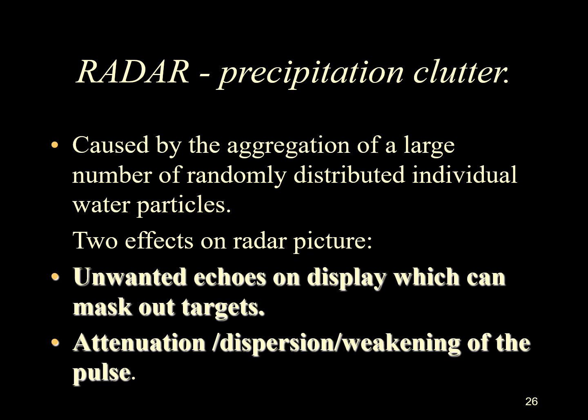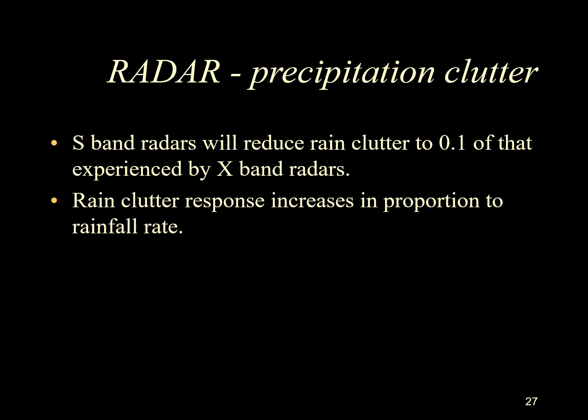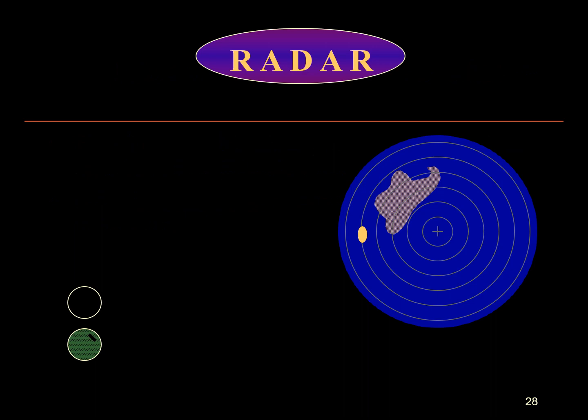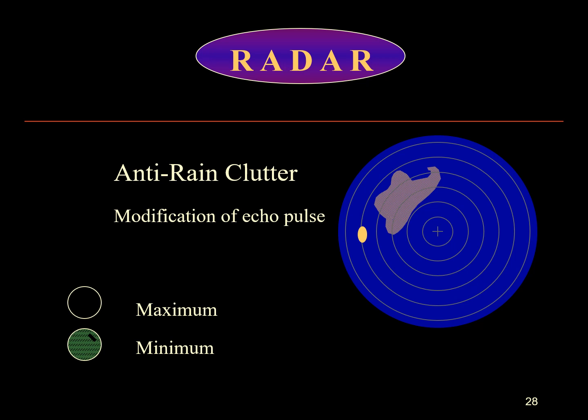In terms of precipitation clutter, precipitation is the aggregation of a large number of randomly distributed individual water particles. It causes two effects on the radar picture. Firstly, unwanted echoes on the PPI, which can mask out targets, and secondly, attenuation or weakening of the signal. Particle size must be considered in relation to transmitted wavelength. Radar response is proportional to the square of a particle diameter. Hence, a doubling of particle size will produce a four-fold increase in radar response. Radar response for a given particle size is inversely proportional to the square of the transmitted wavelength.